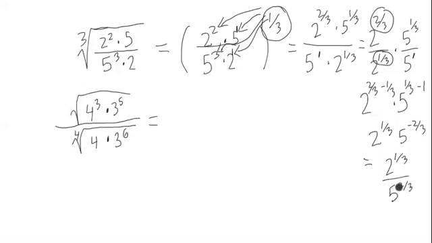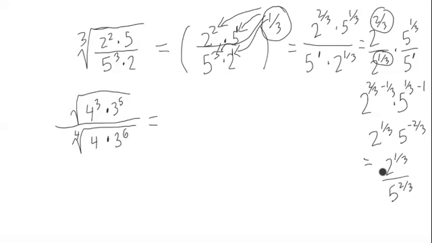Now, why could we write that as 5 to the 2/3 down below? Because remember what this negative exponent means. It means that we're dividing by whatever we have here. So we can put it into a denominator just like that. So we get 2 to the 1/3 divided by 5 to the 2/3.